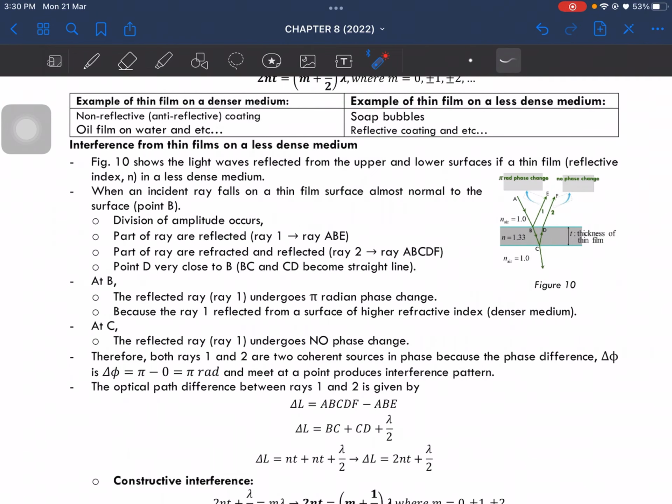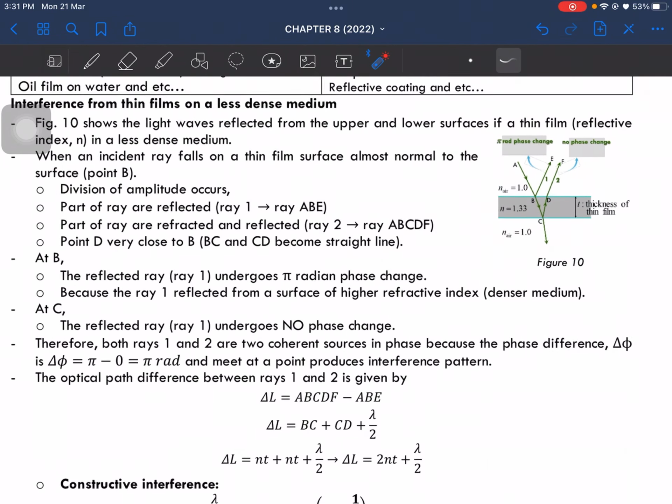At point B, this one will undergo a pi radian phase change. Why? Because it is reflected from a lower to a higher refractive index. At point C there will be no phase change because it is going from a higher medium to a lower medium. So both of these two rays are two coherent sources but in anti-phase, with a phase difference of pi radian.